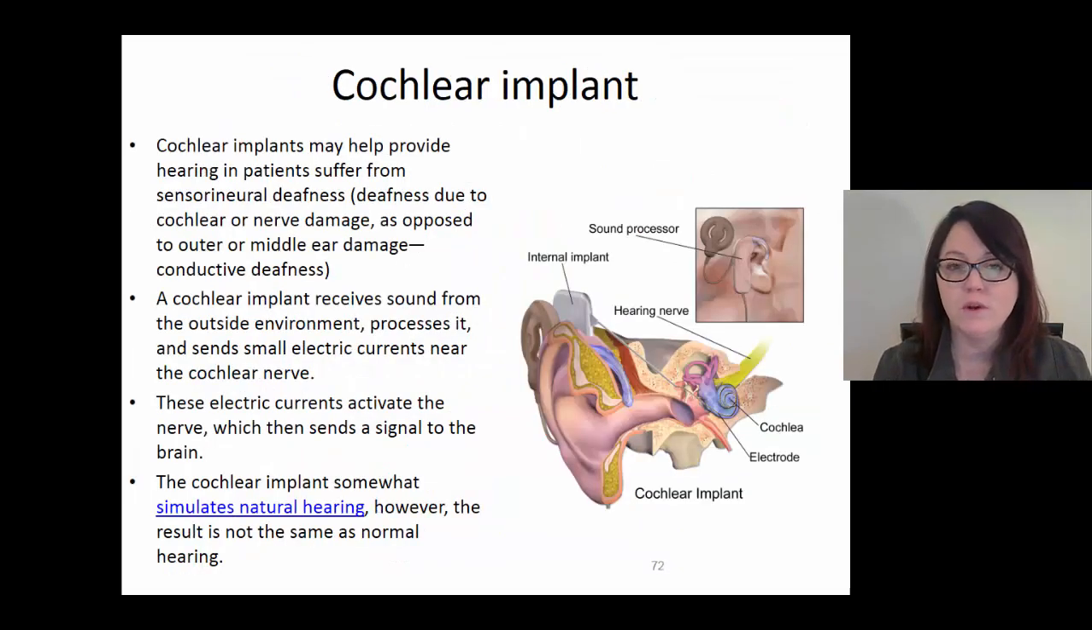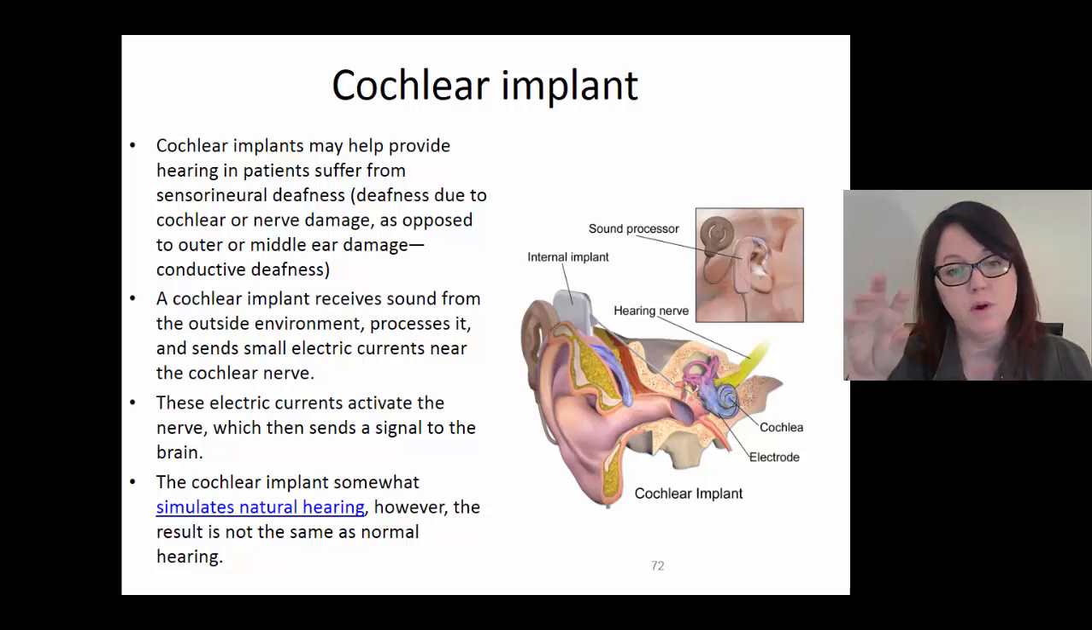Let's take a look at how a cochlear implant works. So cochlear implants are used by individuals that suffer from sensorineural deafness, which is deafness due to cochlea damage or nerve damage. And this is a little bit different than conductive deafness, which is deafness that's caused by outer or middle ear damage. So a cochlear implant has both an external component and an internal component.